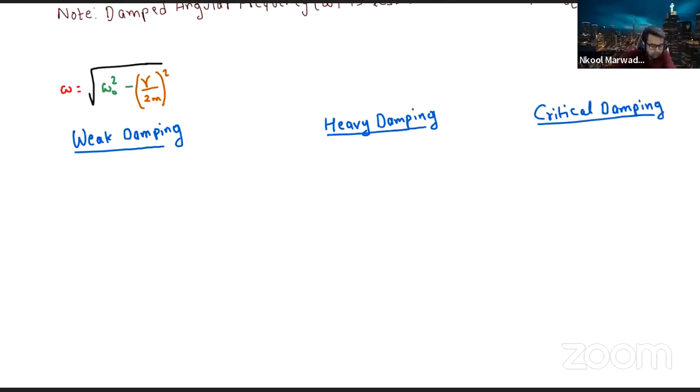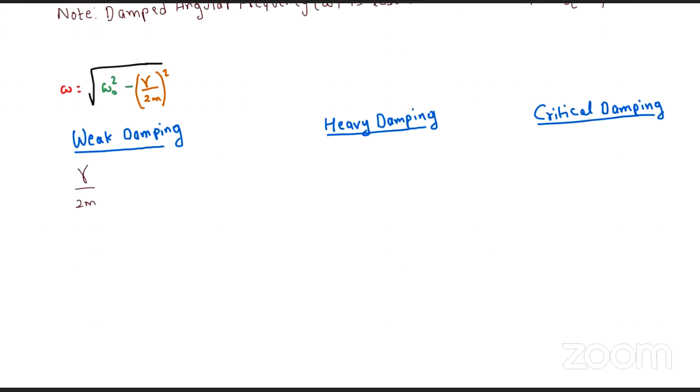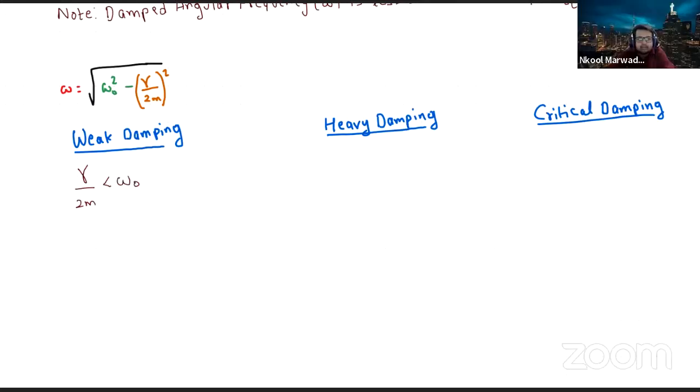Okay. For weak damping, the condition is this. I am writing. For weak damping, this damping coefficient by 2m has to be less than omega naught. And when this condition is satisfied, I can say that omega, which is the angular frequency, will be real and positive. Why is it so?